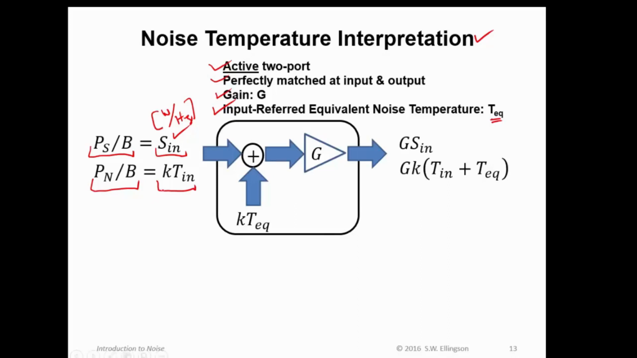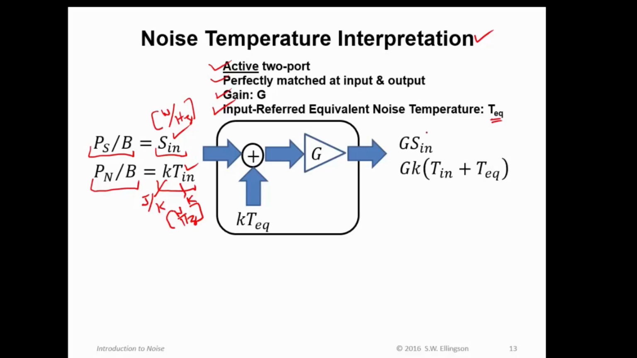And then the noise is represented as an equivalent input noise temperature, T sub N. And in order for that to be also a power density, we have to multiply by K. So just remember K is joules per Kelvin, and T sub N is Kelvin. That gives us joules, but you also can see that joules is simply watts per hertz. They mean the same thing. In any event, that's how we're going to represent the noise.